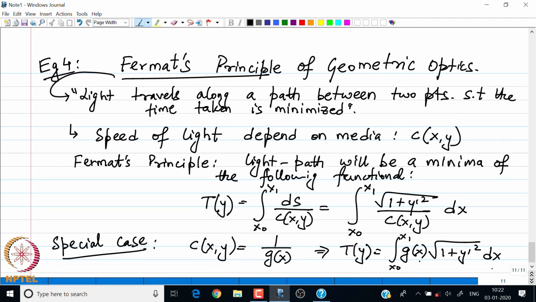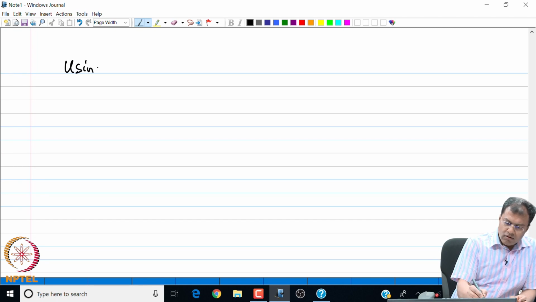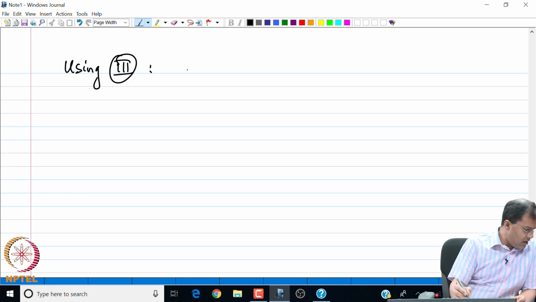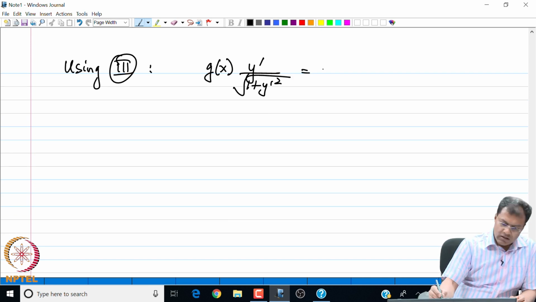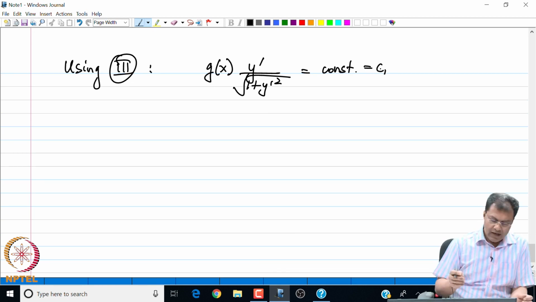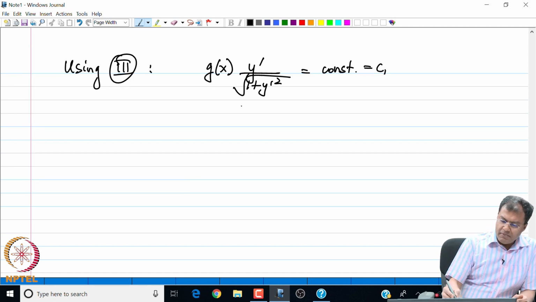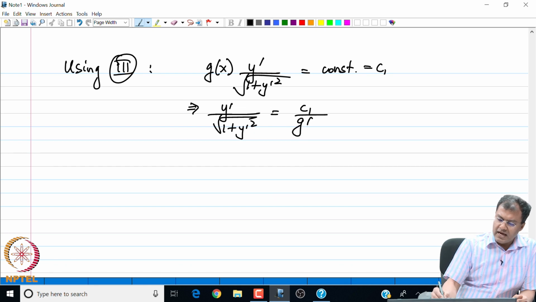Okay. So, let me use the boxed result 3 to see that my extremal is going to satisfy the following expression: g of x times y prime divided by square root of 1 plus y prime square, which is equal to a constant, C1. Let me just rewrite this expression. We see that y prime divided by square root of 1 plus y prime square is C1 divided by g of x.